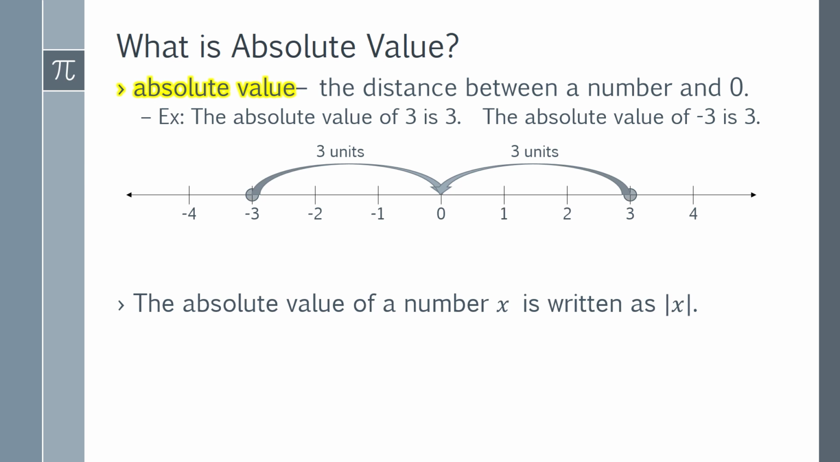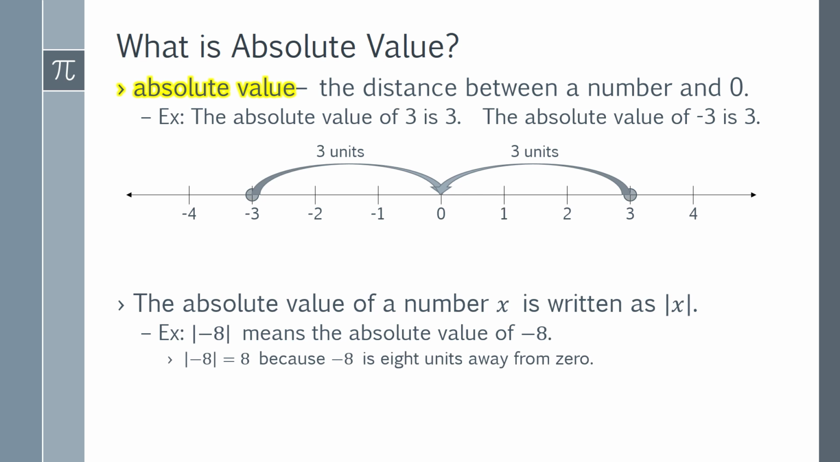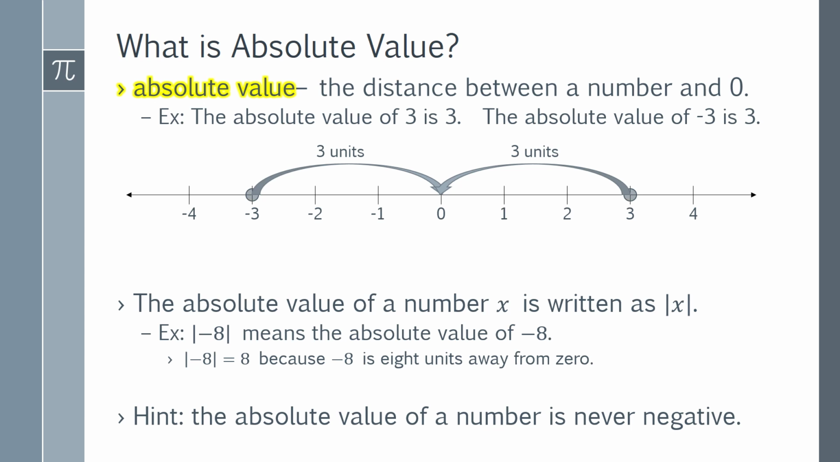The absolute value of a number x can be written as shown. Place a vertical line on each side of the number. Here's an example. In this case, we have the absolute value of negative 8. The absolute value of negative 8 equals 8 because negative 8 is 8 units away from 0. Hint: the absolute value of a number is never negative.